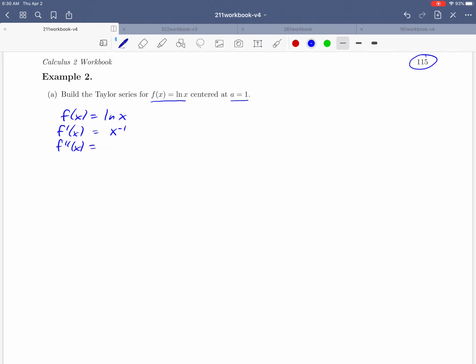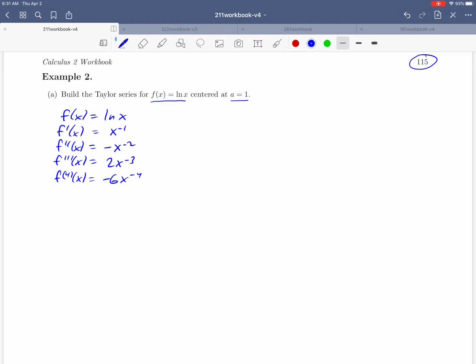Okay, second derivative. Derivative of x to the negative 1 using the power rule is just negative x to the negative 2. And we just continue. 2x to the negative 3. Let's do one more derivative. Negative 6x to the negative 4.